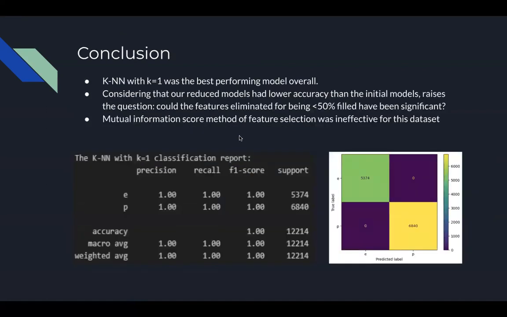In conclusion, the KNN model with k equal to 1 was the best performing model overall. However, what happened with the feature selection raised some questions. Were the features dropped due to the less than 50% fill rate also significant? Based on our results, we concluded that the mutual information score was an ineffective method of feature selection for this dataset.